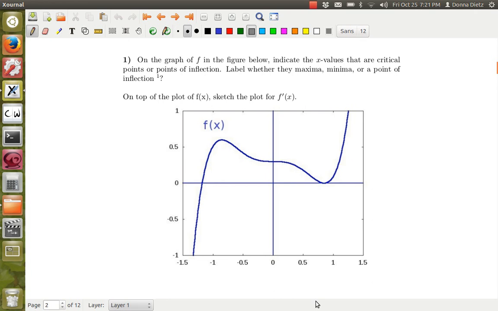This is question number 1, a practice one. It's an old exam, number 3, from spring of 2013. So this is for review for other students. On the graph of f in the figure below, indicate the x values that are critical points or points of inflection, and label whether they're maxes, mins, or points of inflection. So this is spring 2013.